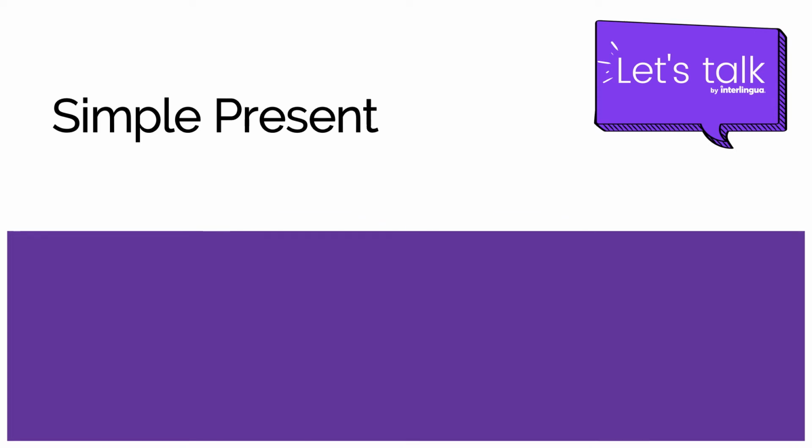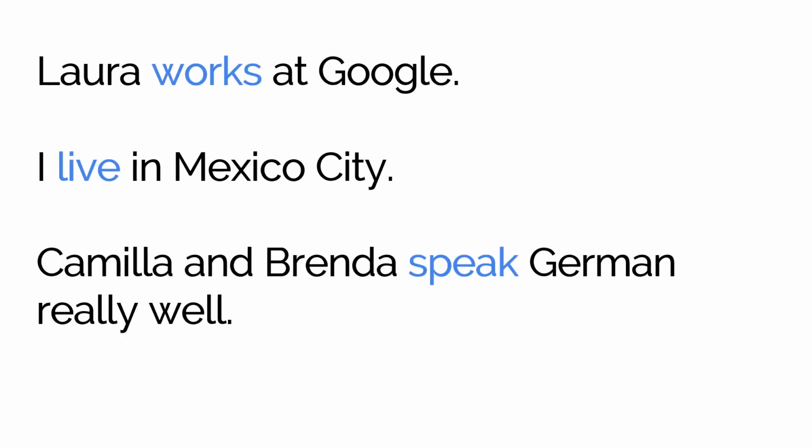Simple present. We can use the simple present tense to talk about many things. When we talk about general information, we use the simple present tense without a time expression. For example, Laura works at Google. I live in Mexico City. Camilla and Brenda speak German really well.